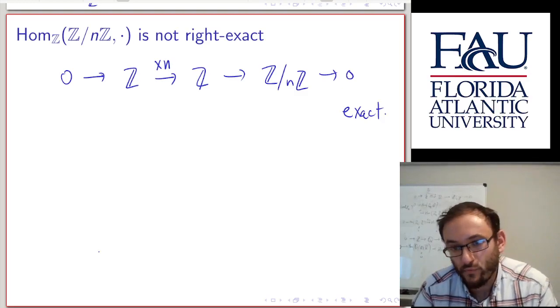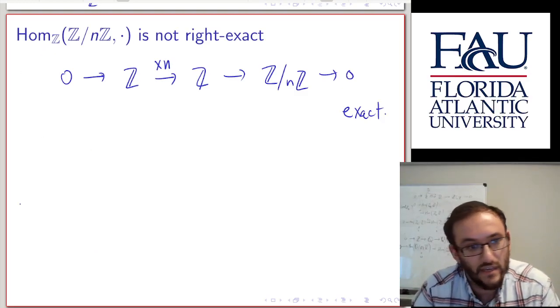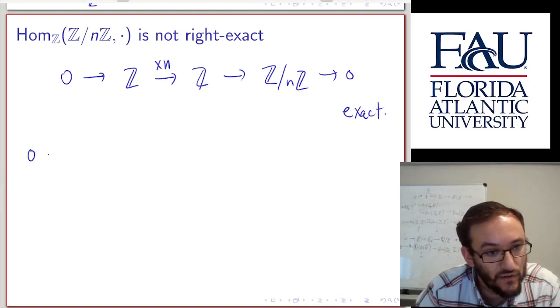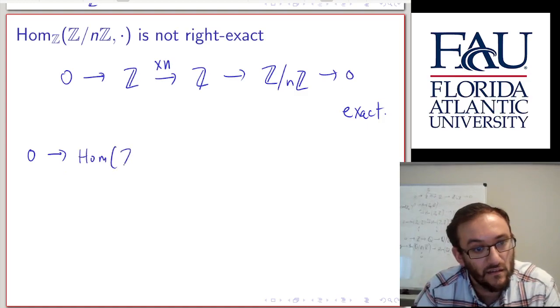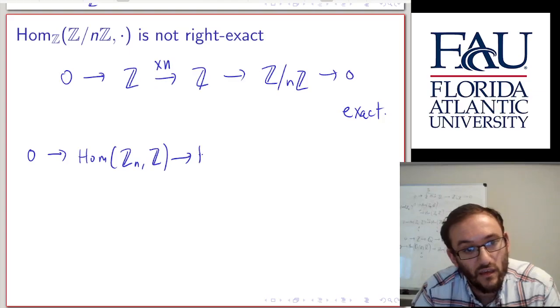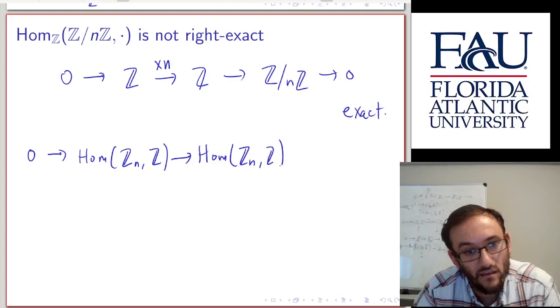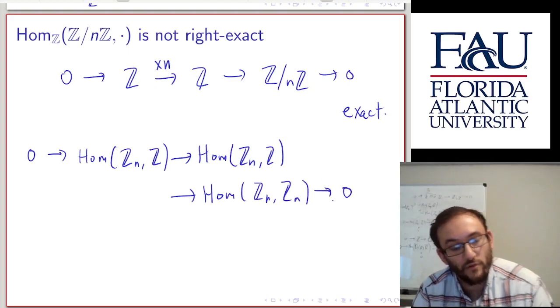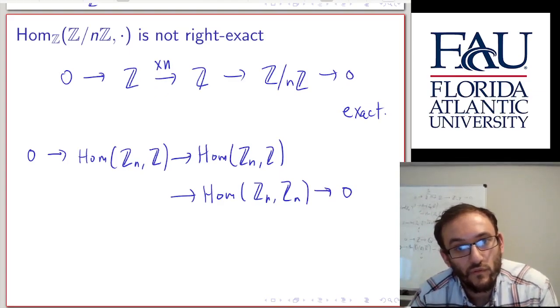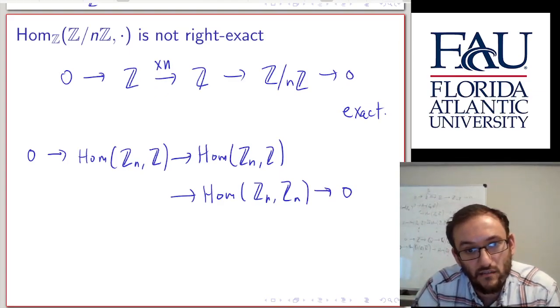Now look at what happens when we apply the Hom functor to this. So obviously Hom of 0 is 0. Hom(Z, Z), we use this abbreviation to save time. And then we get Hom(Z/nZ, Z) to Hom(Z, Z), and then Hom(Z, Z) again, because we had that over here, to 0. So is the sequence exact?